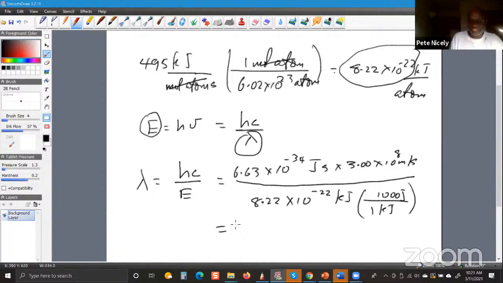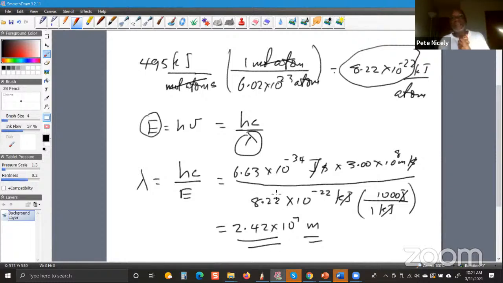And according to my calculations, the wavelength calculated in this case is going to be equal to 2.42 times 10 to the minus 7. And the units will be meters because the joules will cancel with the joules here, kilojoules will cancel here and here, and the seconds will cancel here and here. So the only unit remaining would be the meter unit. So this would be the answer. All right. Okay, any questions about this one? Any questions?